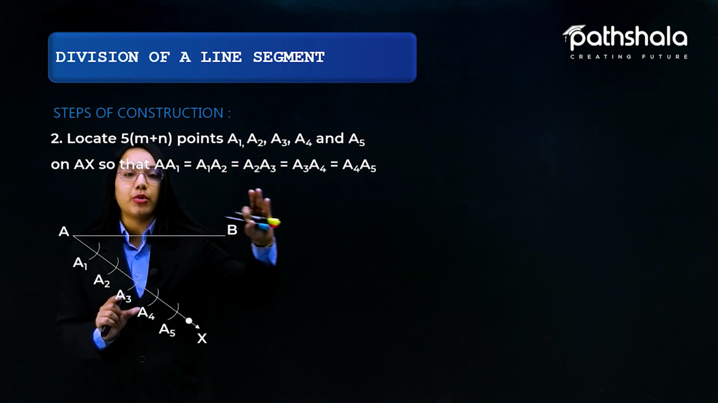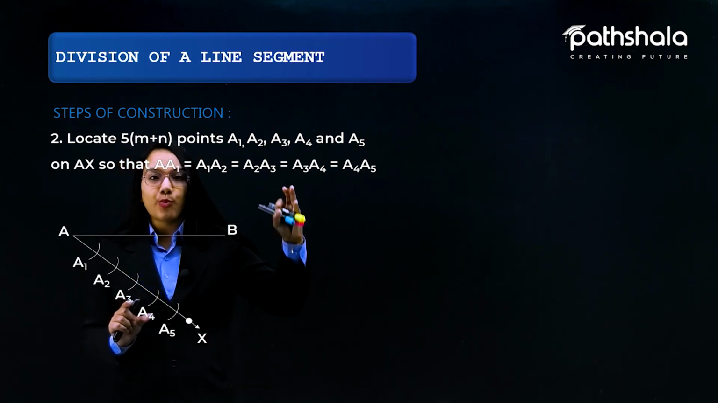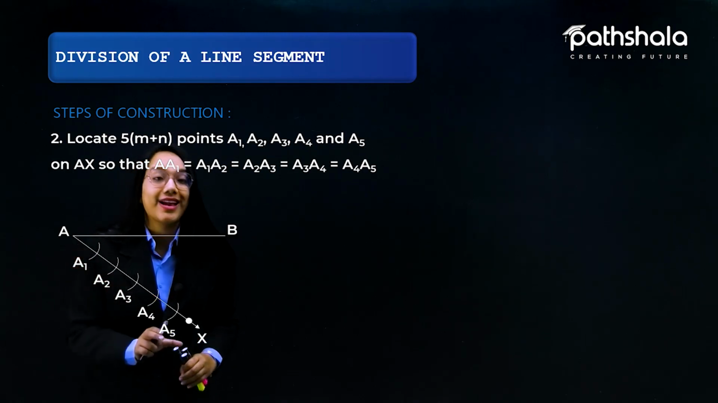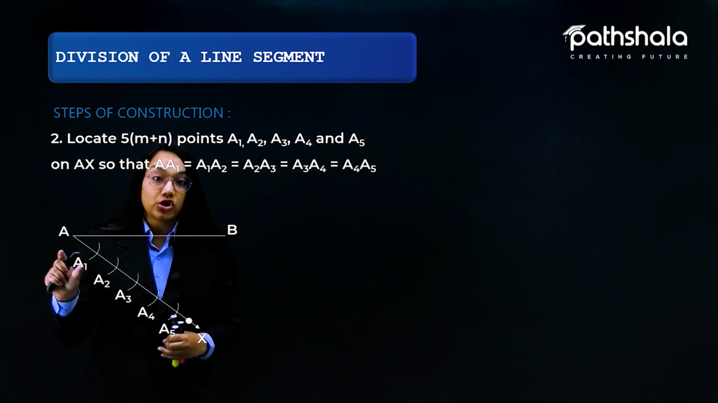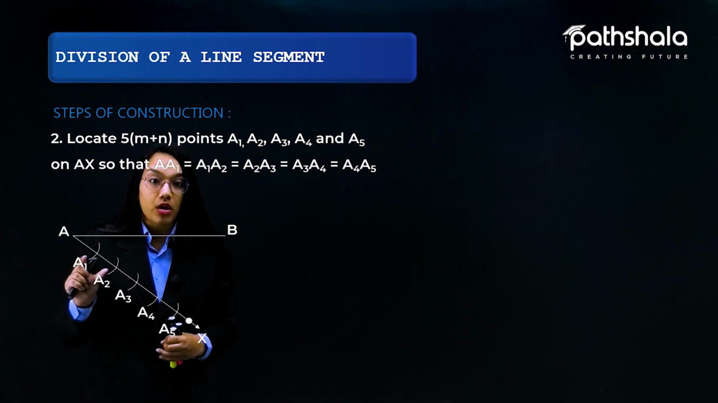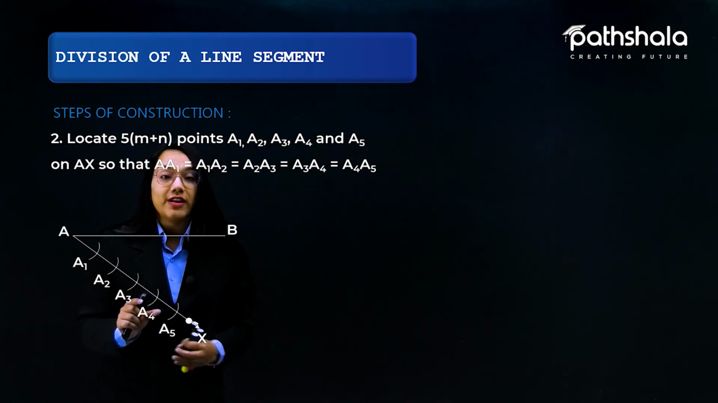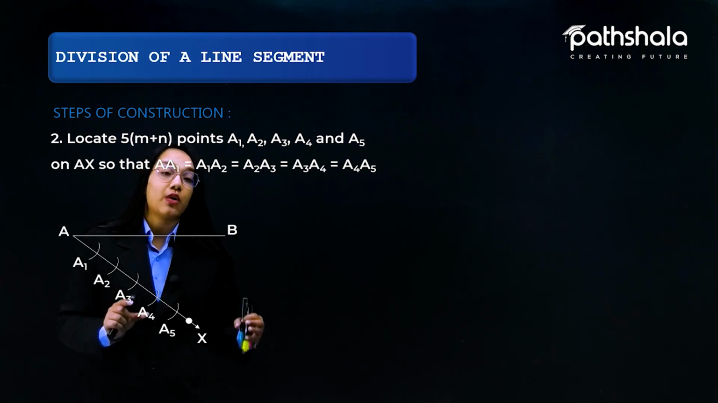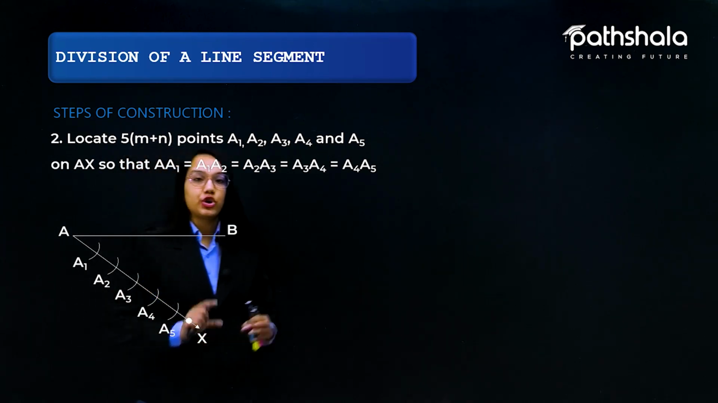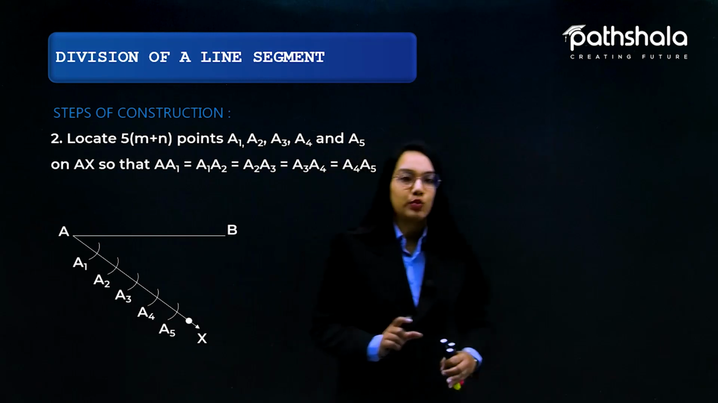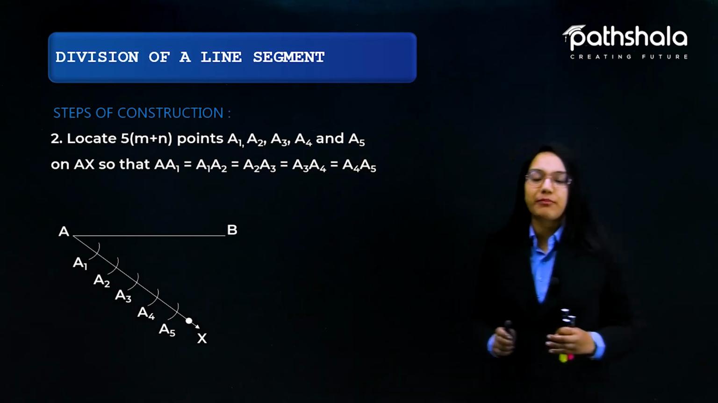So this is step number 2, that we have to locate these points on this particular ray AX such that their distances, that is A1A2, A2A3, A3A4, A4A5, are always equal to each other. So this is our step number 2. Now let's move on further to our step number 3.